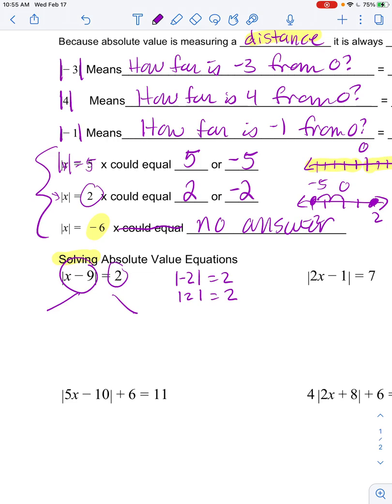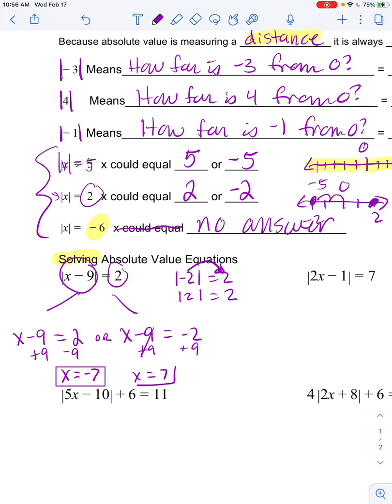What I always tell my kids at the high school is 2 bars means 2 answers. So I'm going to split it up and say either the stuff inside the bars has to equal 2, or the stuff inside the bars can equal -2, because it would still come out of the bars as a +2. So I'm going to go ahead and solve both. I add 9 here. One of my possibilities is 2 minus 9, so -7 is one of my possible x values. Here, when I add 9 to both sides, I'm getting that x could equal a +7.